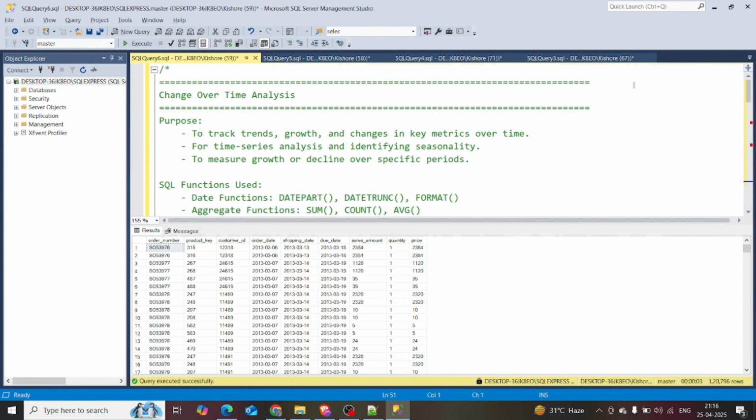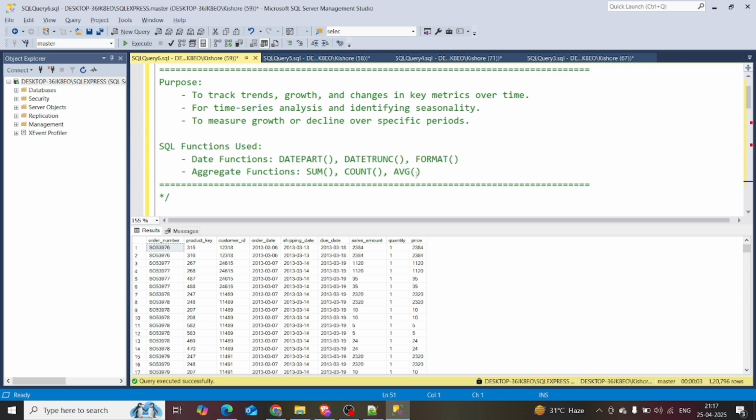The purpose of the change over time analysis is to track the trends and growth of the company and changes in key metrics over time, for time series analysis and identifying seasonality, to measure growth and decline over specific periods. The SQL functions used here are the date functions, DATEPART, DATETRUNC and FORMAT, and the aggregate functions SUM, COUNT and AVERAGE.